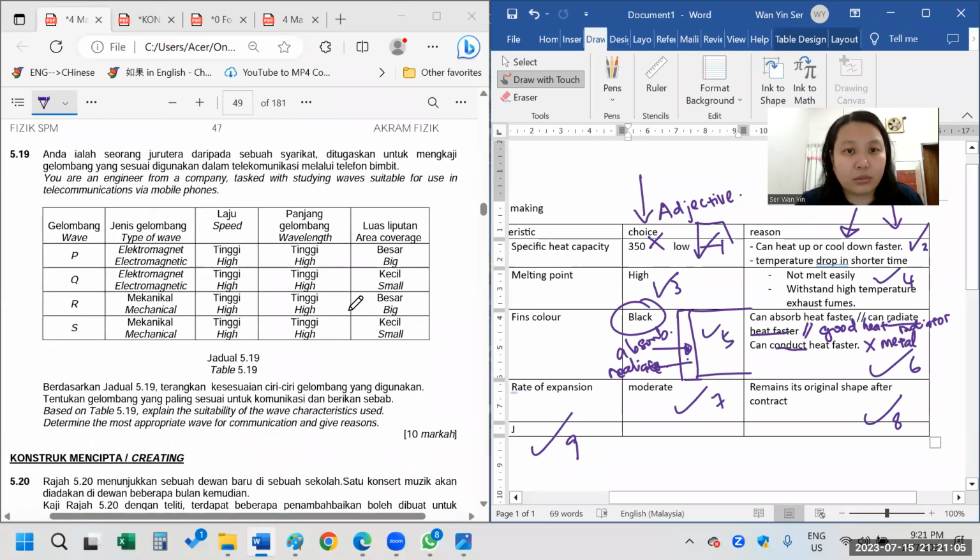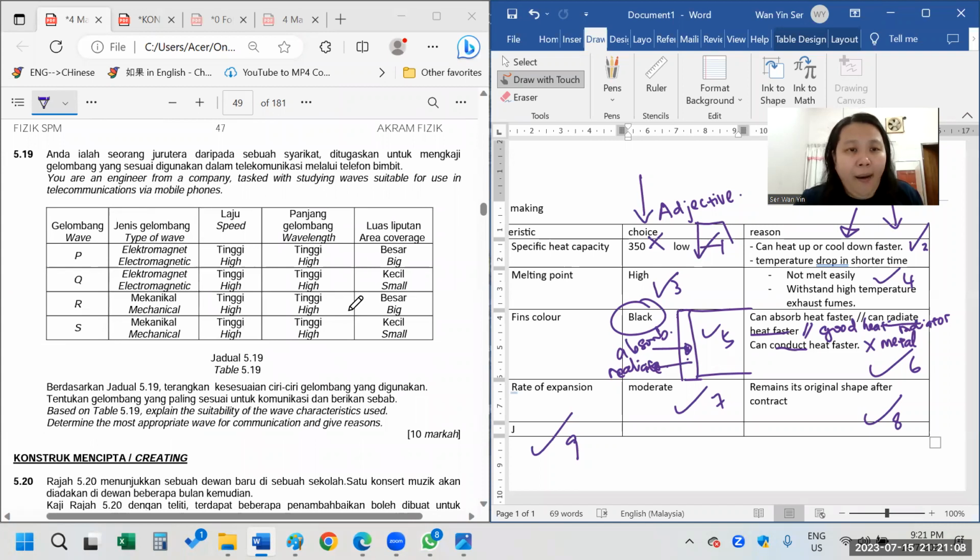Okay, so okay, now mobile phone. Which one is the best?